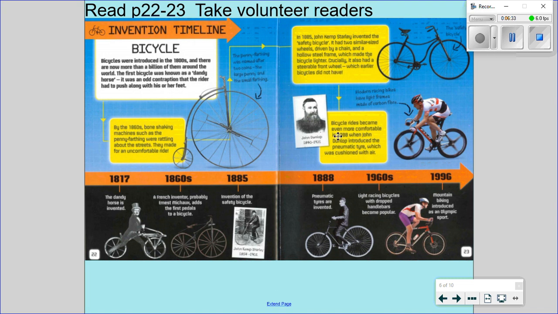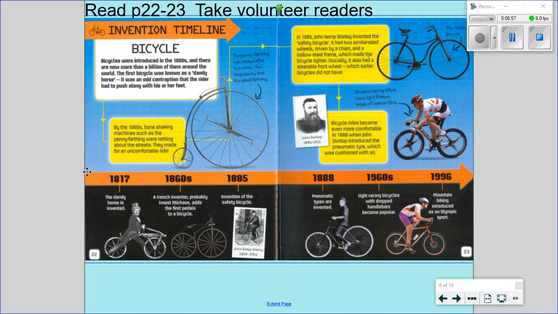And finally, bicycle rides became even more comfortable in 1888 when John Dunlop, this person here, introduced a pneumatic tyre which was cushioned with air. Let's have a little look at our timeline. Can you ride a bike? Would you think you'd be able to ride a bike if it's still like the penny farthing?